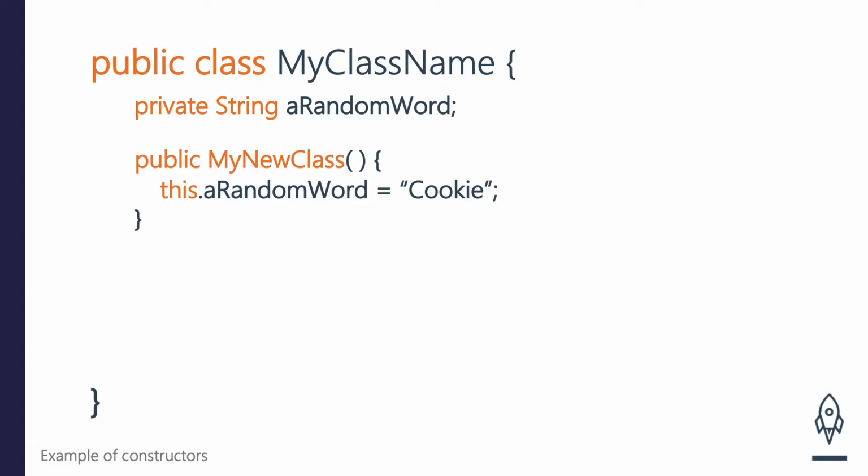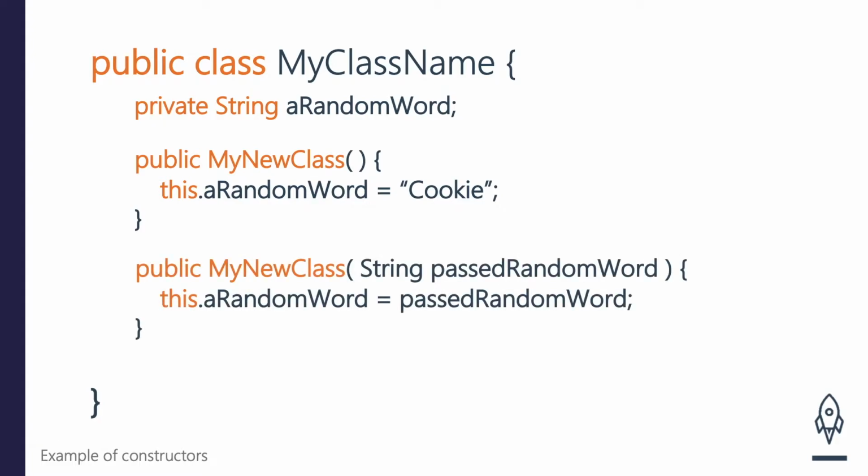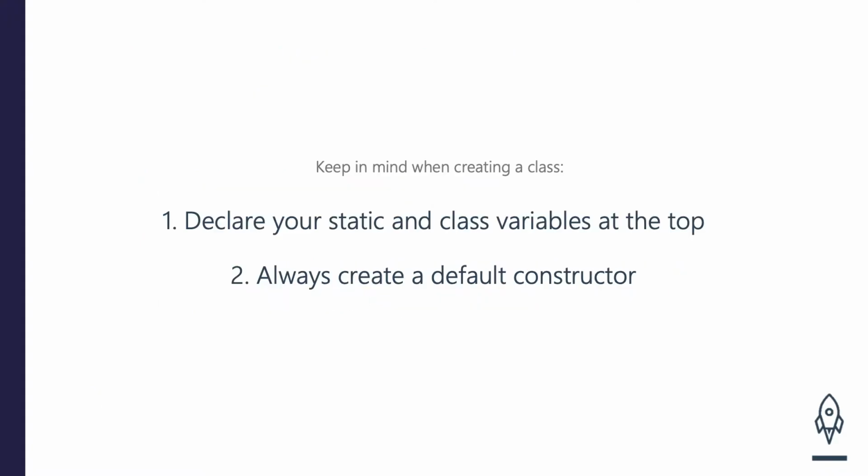Additionally, we know that in Java, we can have multiple constructors. So in that case, we can create another constructor below it that actually takes in a past random word as a parameter, and we can set the class variable, a random word, to that provided parameter, which is past random word.